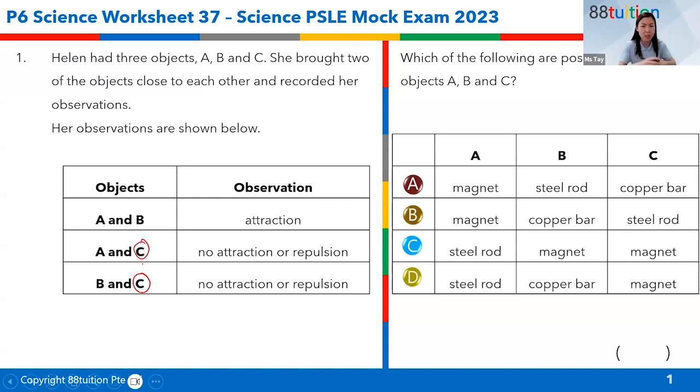So C, something is wrong with C. C could be something that is non-magnetic. Agree? So it is not a magnetic material. This is what we suspect. So what can we choose for C? If you look at this category, it says copper bar, steel rod, magnet. So we can be very sure it should be the copper bar. And let's check for A and B. If A is a magnet and B is a steel rod, is there attraction between them? Yes. Very clear-cut kind of question. If you get this kind of question, you are lucky. So the answer is A.